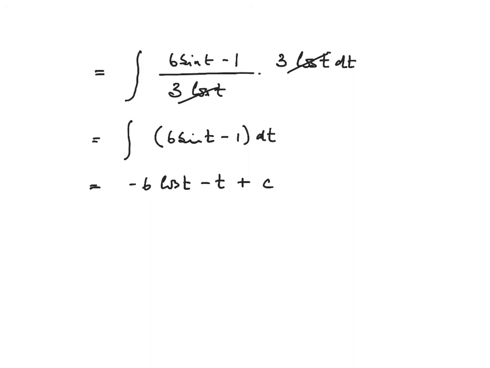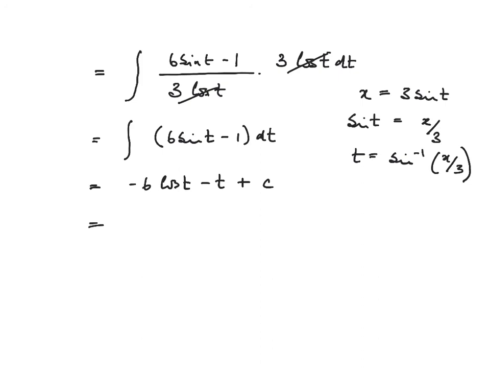Now, we know that x equals 3 sine t, that was the original substitution. Sine t is x over 3, and t then is sine to the minus 1 of x over 3, and that accounts for the second term, this term here. So it's minus sine to the minus 1 of x over 3 plus c.